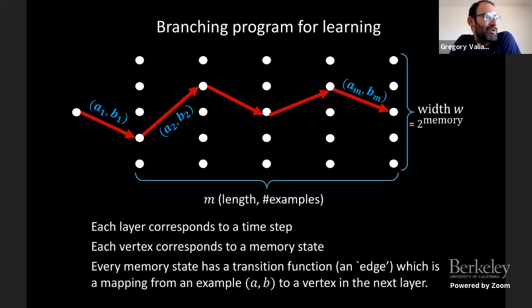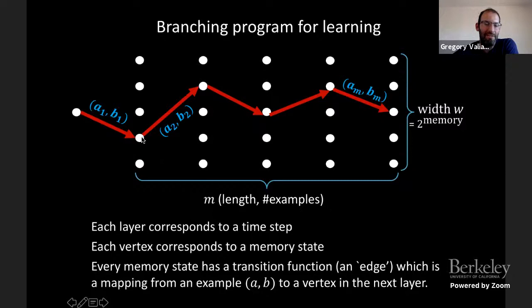I just wanted to give one slide on how to start thinking about these sorts of questions, which is thinking about memory via branching programs. So think of a branching program. Our algorithm is going to be represented by this branching program where there's a start state here on the left. Each column of states corresponds to potential states that our algorithm will be in after seeing the corresponding number of examples. After seeing one example, the state of our algorithm will be one of these memory states in the first column. After the second example, it will be one of these memory states in the second column, and so on.